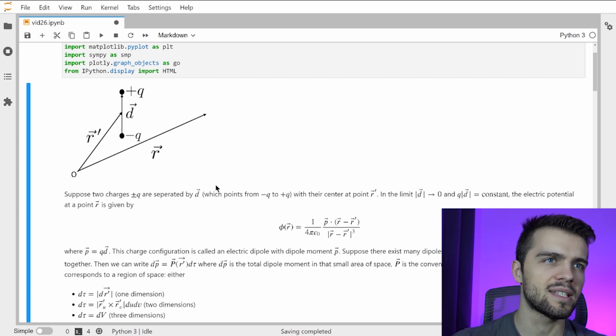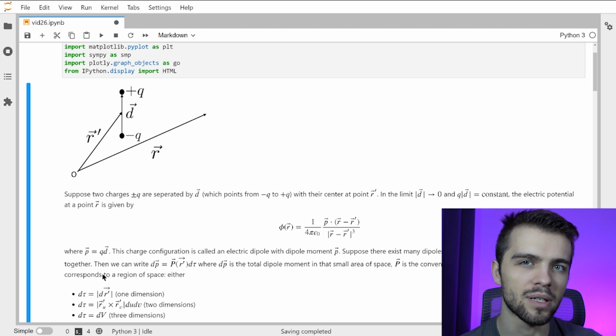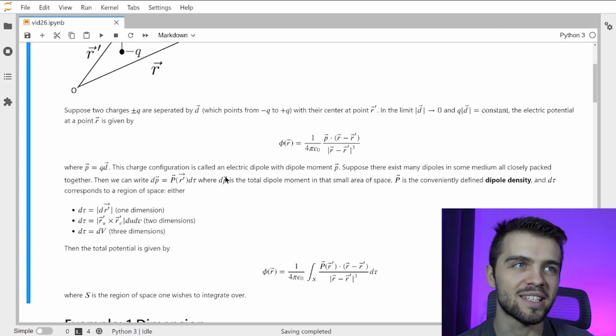Well, it turns out that as d gets really, really small, but qd is constant, so q gets a little bit bigger, the electric potential at a point r in space is given by this formula, where phi is the potential. And you have 1 over 4 pi epsilon naught, p dot the separation vector, so r minus r prime points from here to here, because r prime plus r minus r prime gets you r. And it's p, which points in this direction, dot this vector here, where p is equal to qd. So that's the dipole moment of a dipole. And so like I say, this charge configuration is called an electric dipole with dipole moment p.